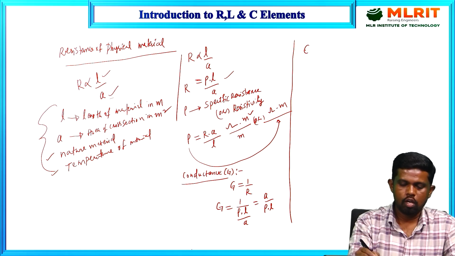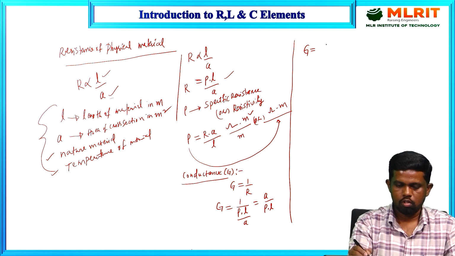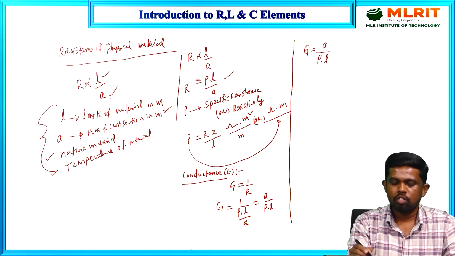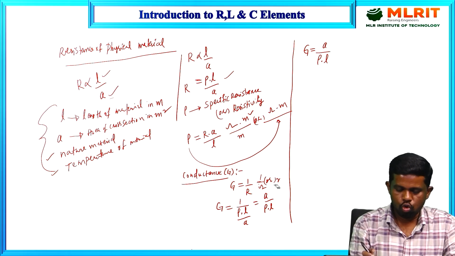then G equal to A upon rho into L. This means the conductance we can measure in terms of 1 by ohm. Also we write that 1 by ohm as ohm inverse, meaning the notation is inverse, the opposite, so we get ohm inverse.